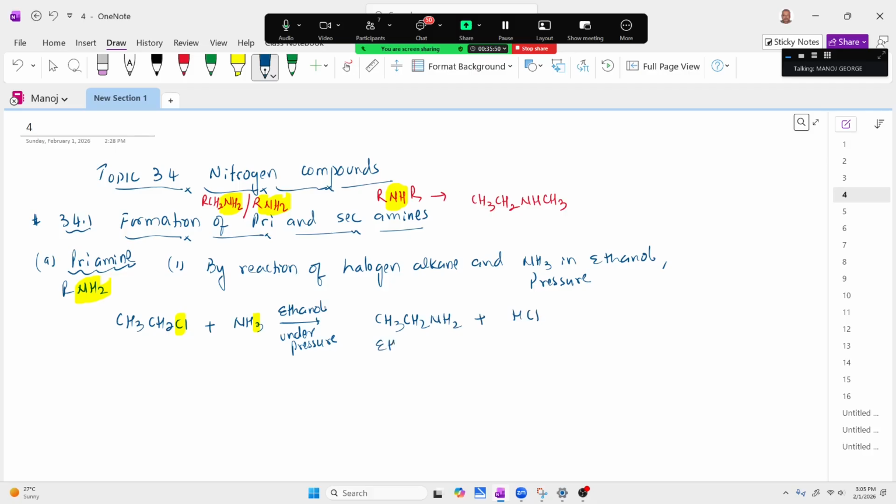This is ethylamine, or also called aminoethane. And as you see clearly, that's the primary amine. So I can take any halogenoalkane and just react with ammonia. I can get a primary amine, which means I can even do something like this.